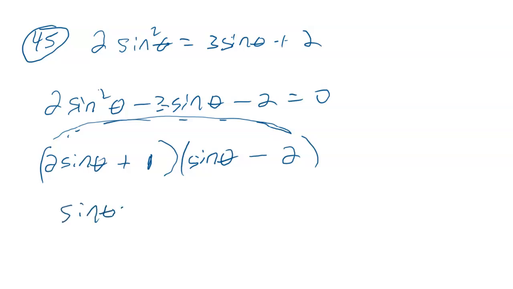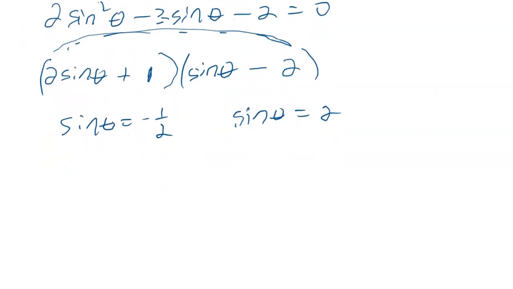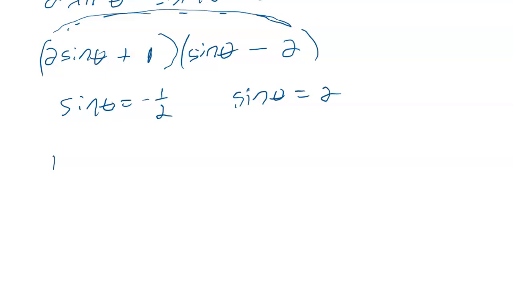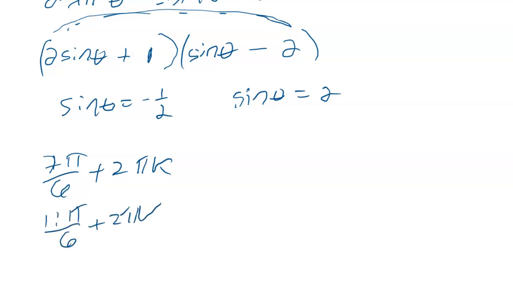So I get sine theta is equal to negative 1/2, and sine theta is equal to 2. When is sine theta equal to negative 1/2? Well, it's going to be at the pi over 6, but we're going to be in the, jeez, what number am I doing? I don't even know what number this is. 45. Yep. This is going to be, third quadrant, 7 pi over 6 plus 2 pi k. In the fourth quadrant, 11 pi over 6 plus 2 pi k.